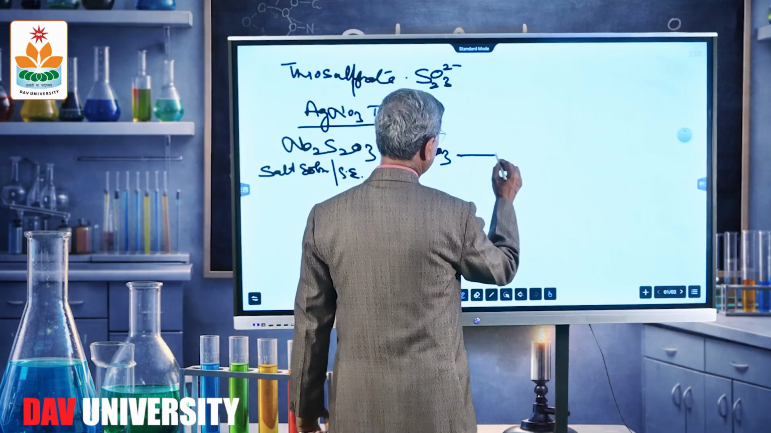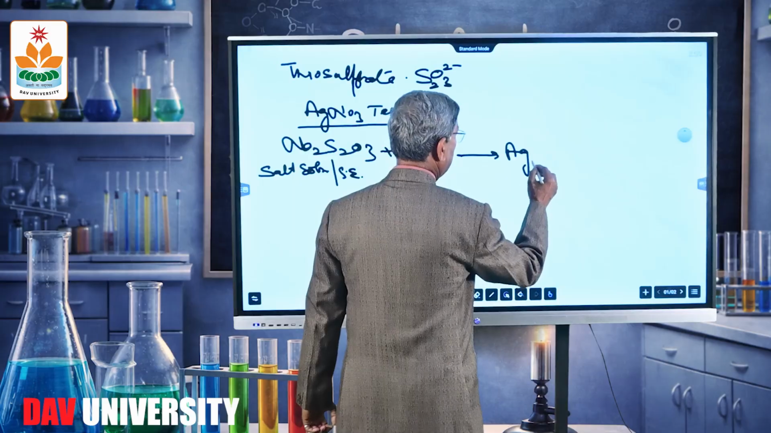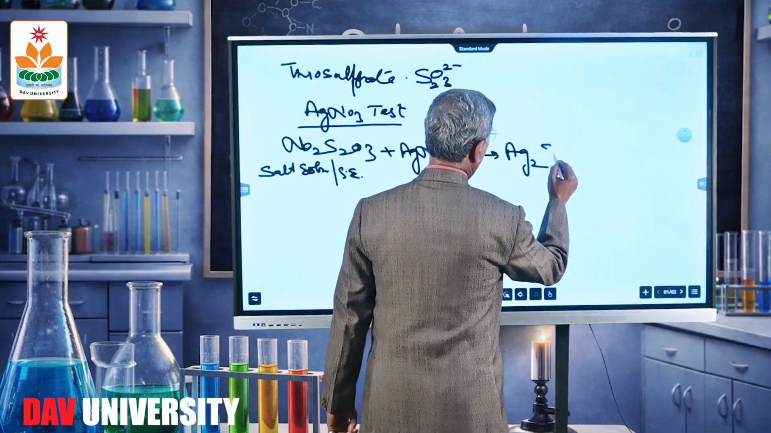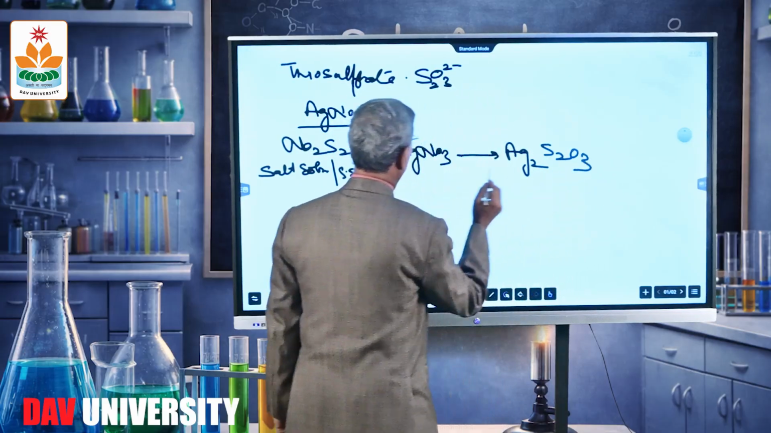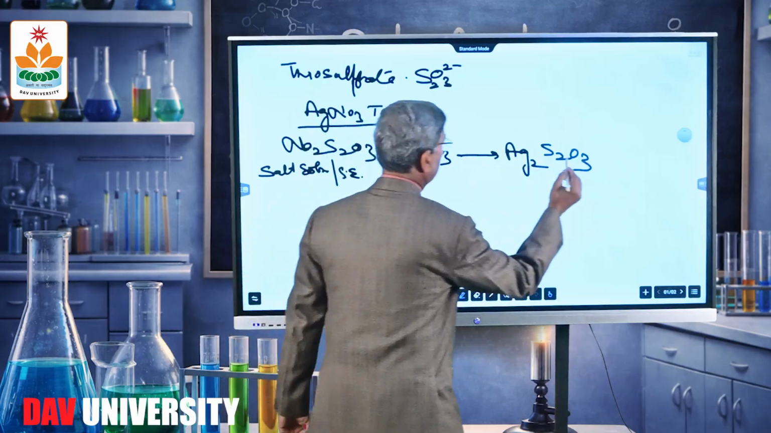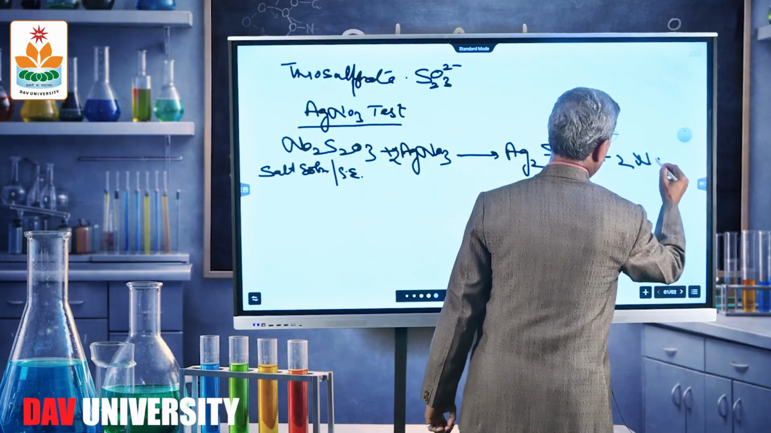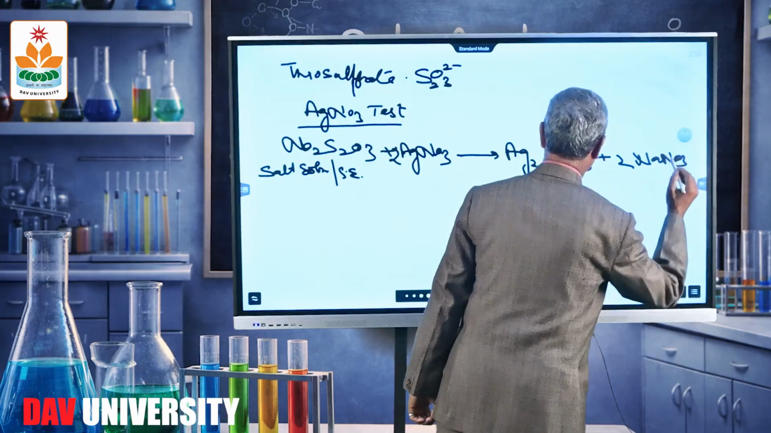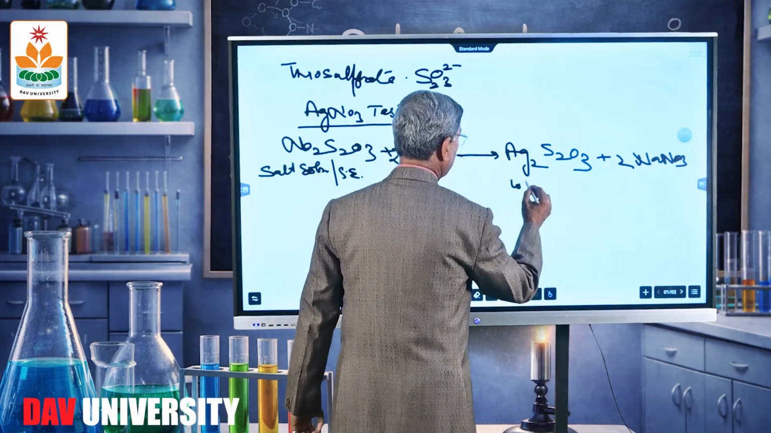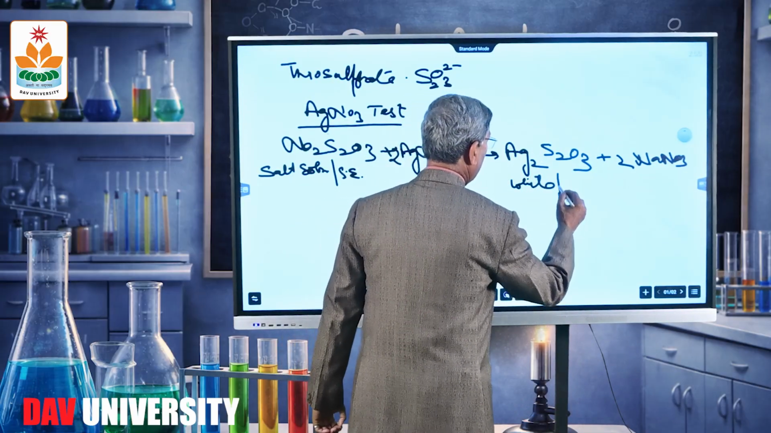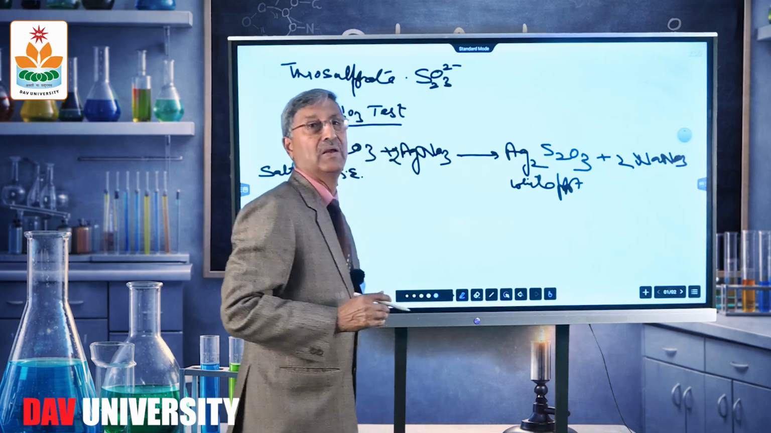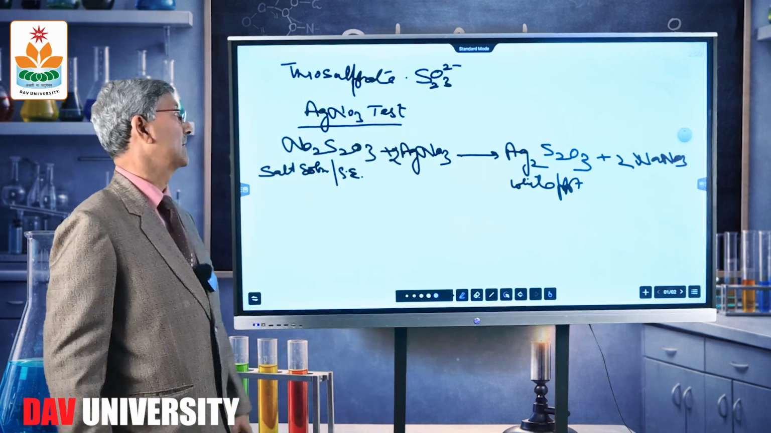What we get is the formation of... we take 2 of this and we get the formation of 2 NaNO3. And this is a white precipitate. And it's very interesting regarding this test.